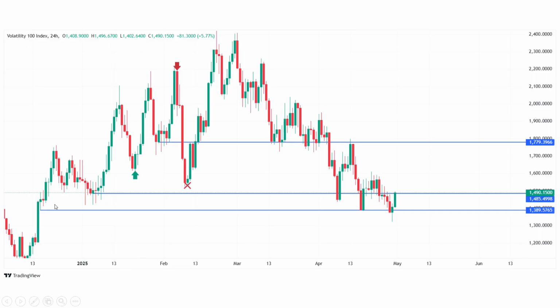So we can see the blue lines are indicating liquidity pools. So this is a bearish scenario. So we'll be looking at sell side liquidity, previous daily lows. That's where our focus is going to be.